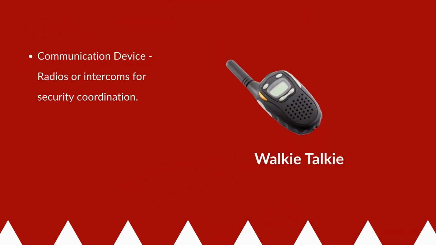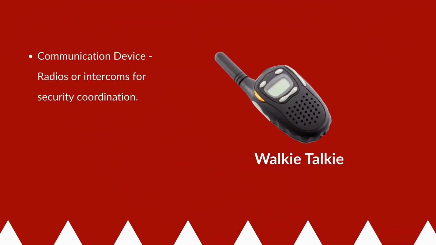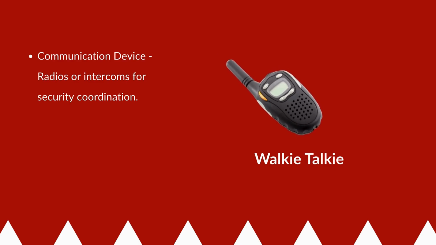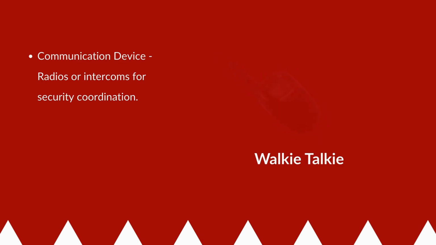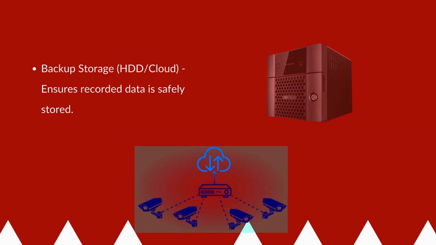Then also walkie-talkie for radio communication. You communicate with your security personnel. Oh yeah, you have to go there. You have to go and check what's going on there. You have to learn to use it and communicate to your subordinates and your peers.